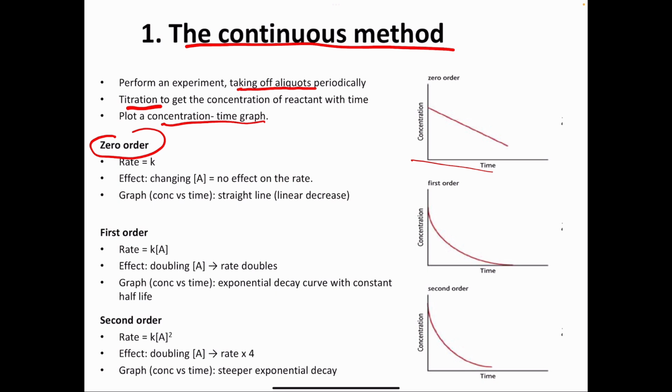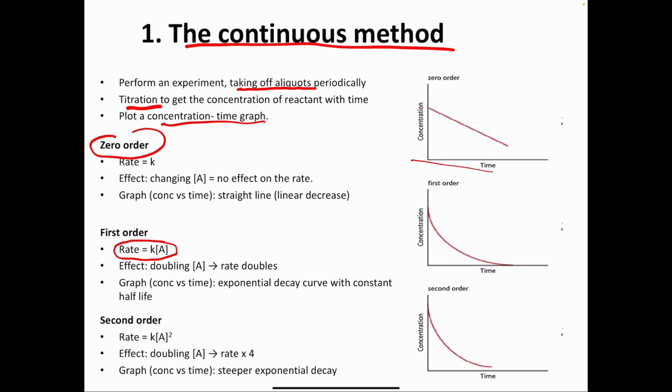And then when we go to first order, of course, rate is equal to k times the concentration of the reactant. That is going to be studied. The concentration time curve is an exponential decay with constant half-life. If you double the concentration of A, the rate is also going to double because the rate equation is like that. When we go to second order, here rate is equal to k times the concentration of A squared.